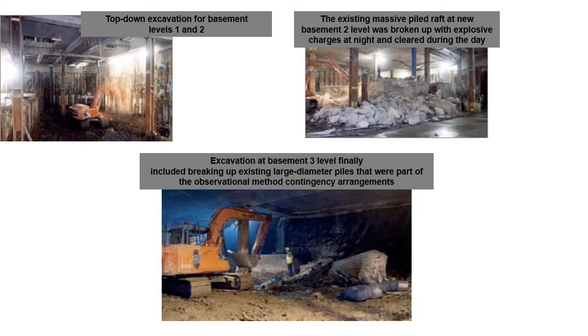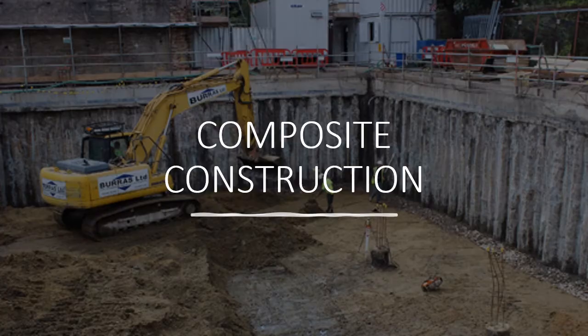Now excavation for basement level 1 and 2. Nampak the small excavator here. The existing massive pile raft at new basement 2 level was broken up with explosive charges at night and cleared during the day. So ini adalah existing structure yang perlu dimusnahkan lah. That's why dia pakai explosive. Excavation of basement level 3, finally including breaking up existing large number piles that were part of the observational method contingency arrangement.